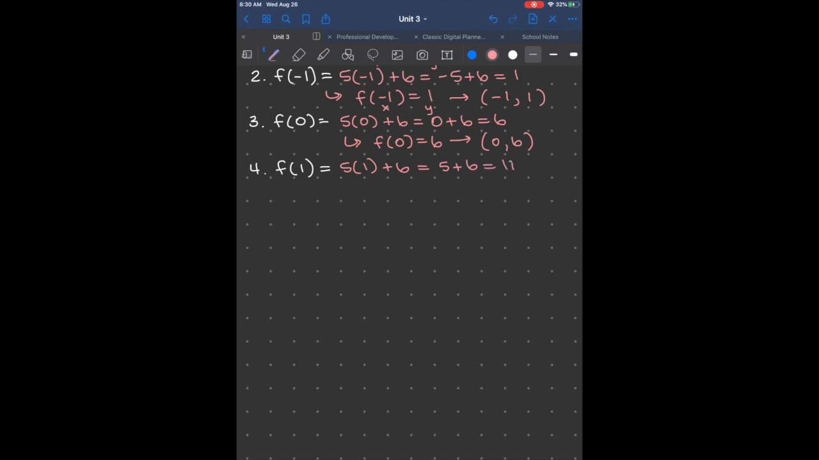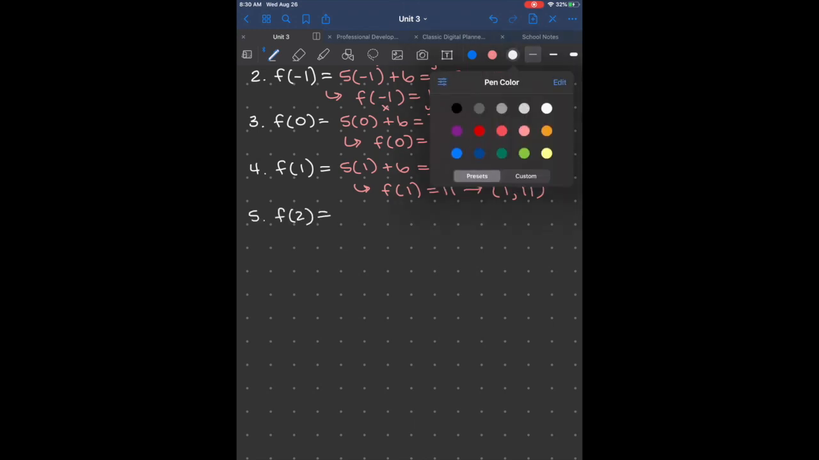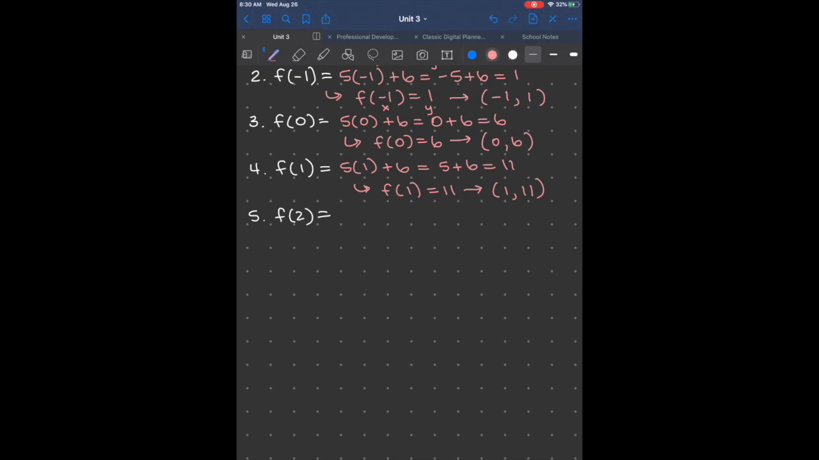So next we've got f of 1. If we plug that in, it's 5 times 1 plus 6, which is 11. So f of 1 equals 11. That's supposed to say 11. Okay, there we go. Now we can plug in 2. So f of 2 equals 5 times 2 plus 6, so 10 plus 6 is 16. So we would say f of 2 equals 16, or 2 comma 16.